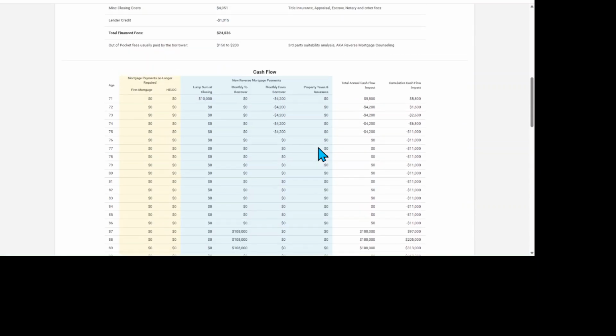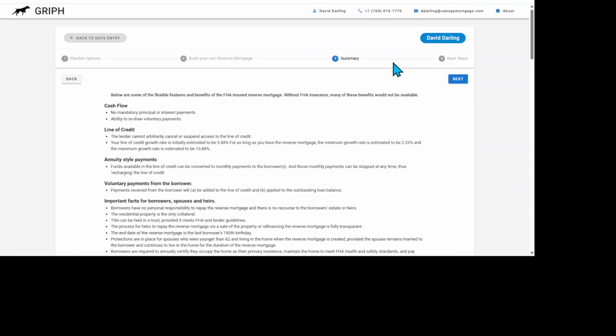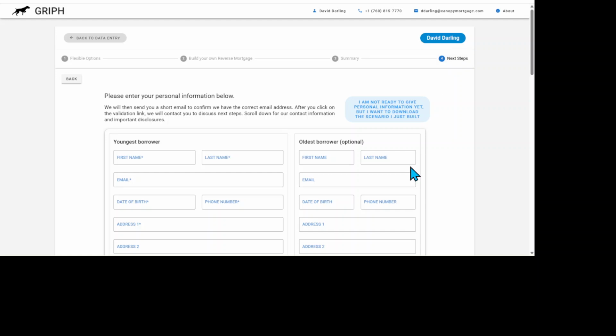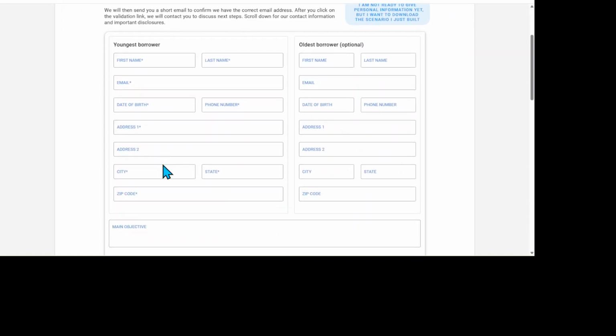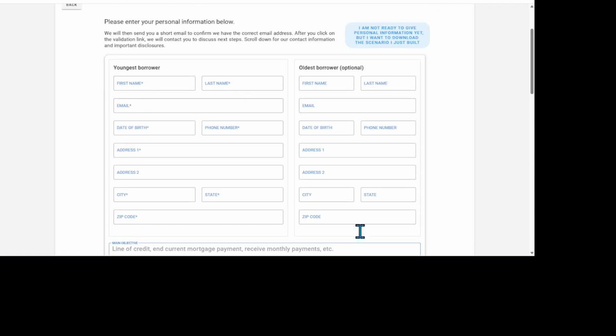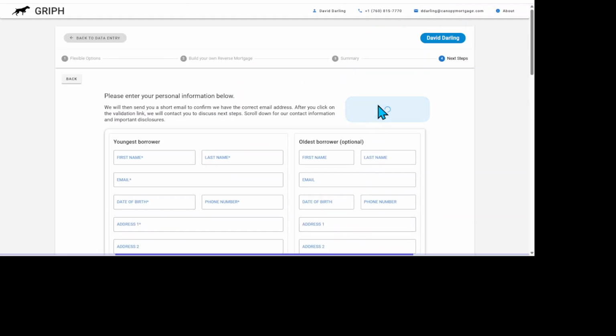If you've looked at this, you say, well, this is what I'm expecting, this is what I want to do, let's move forward. That's when we can capture the borrower's information so we can create a proposal for them, get them started in the process. Youngest borrower information goes here, older borrower goes here. If there's some special notes that are important, like they really want to get that line of credit, or they really like that monthly payment plan, this is a good place to type it in.